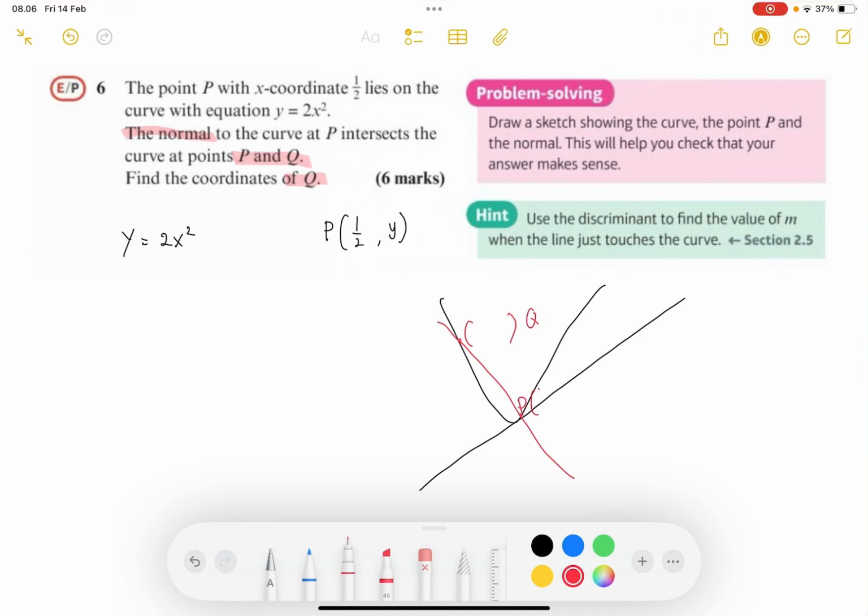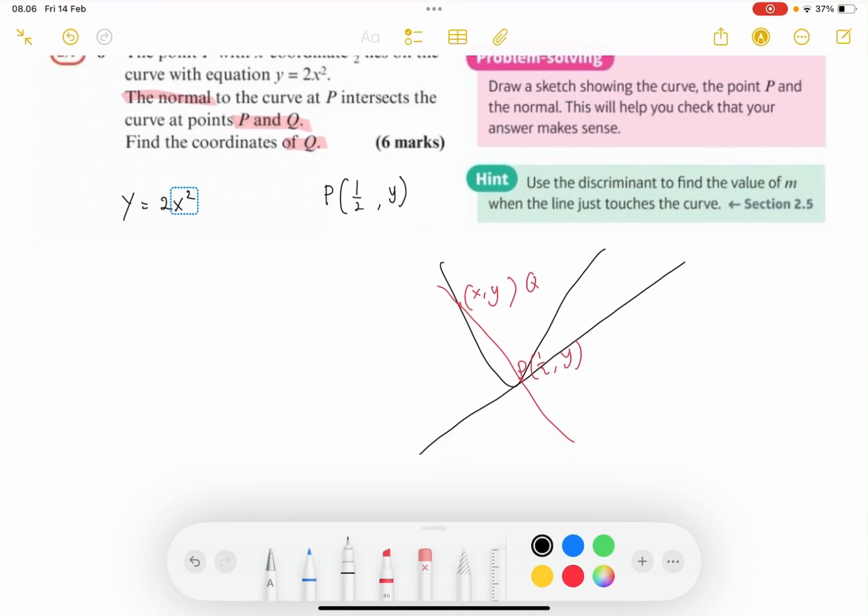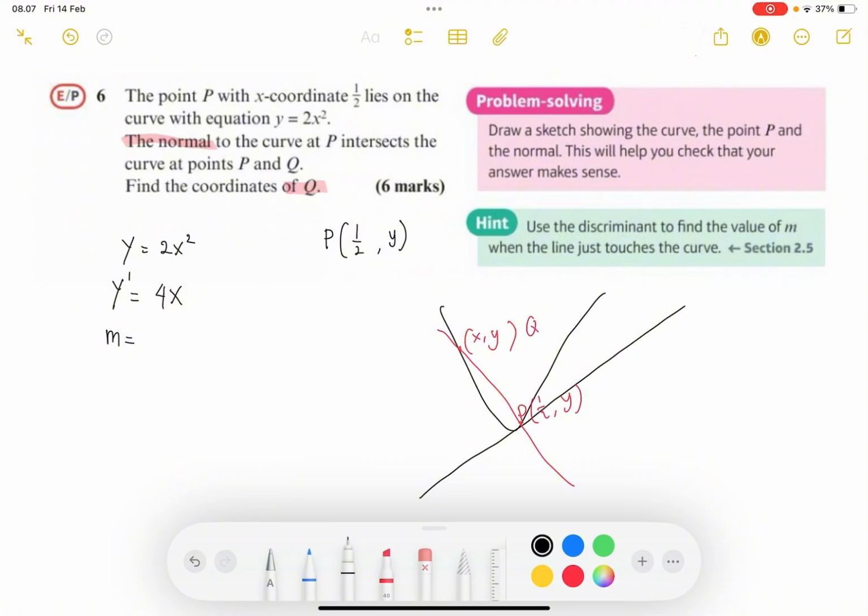This is P. The x is 1 over 2, and we don't know the y coordinate. So this is the important thing, this is the one that we are going to find. So now let's find it. How do we find it? We need to find the equation of the normal first. How do we find the equation of the normal? Find the gradient first. So y' is 4x. The one we are going to find is m of the normal.